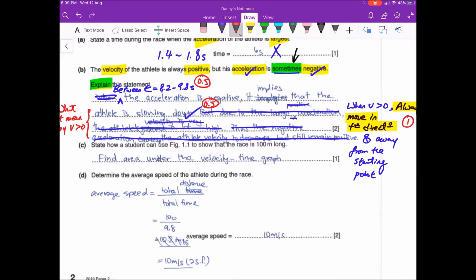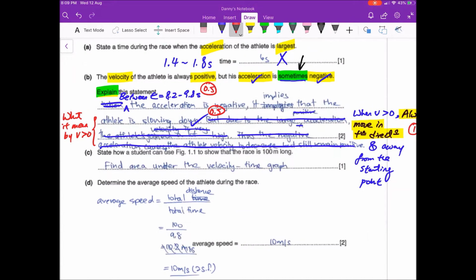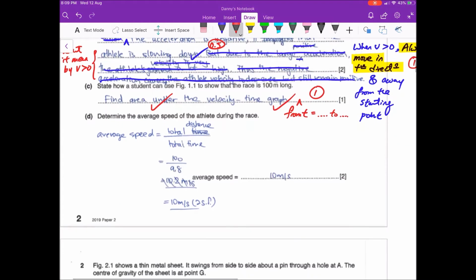Yeah. Okay, state how the student shows that the race is 100 meters long. So again, very good. You are reading the area under the graph. If I am being picky, then please let me know from time equals what to time equals what. Okay, but I think he will get his 1 mark. Okay, so this is 0, I forgot.